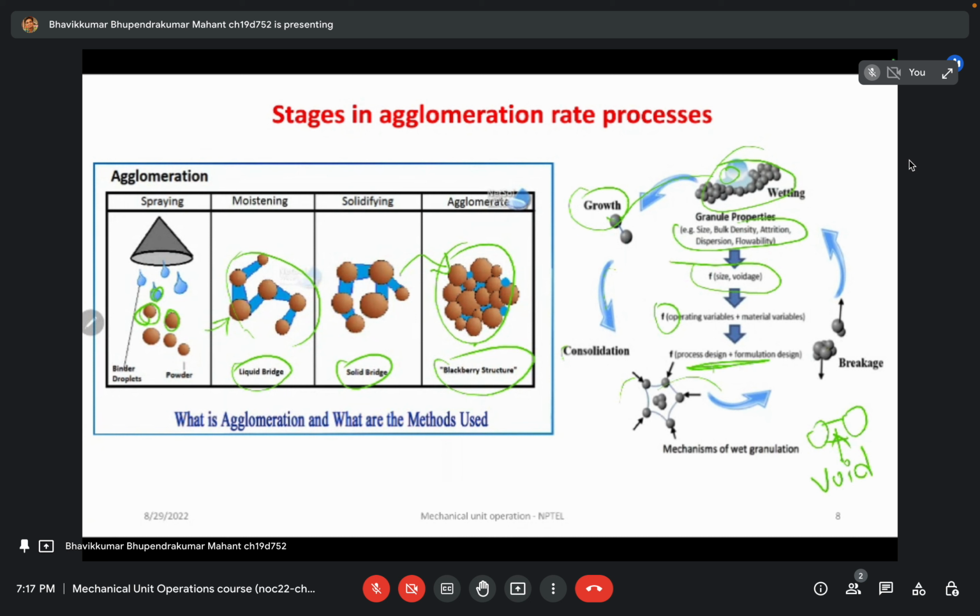design and formulation design. When we design it, we can go for the after process design, we can operate the variable and material variable, which can be used for the size and void edge of our particle, which is a function of size and edge, and then we'll get the final granular particles, which are based on some size, bulk density, attrition, dispersion, flowability properties, some of the physical properties. So these are the different stages. We don't need to go into much detail, but you need to understand which steps are required.